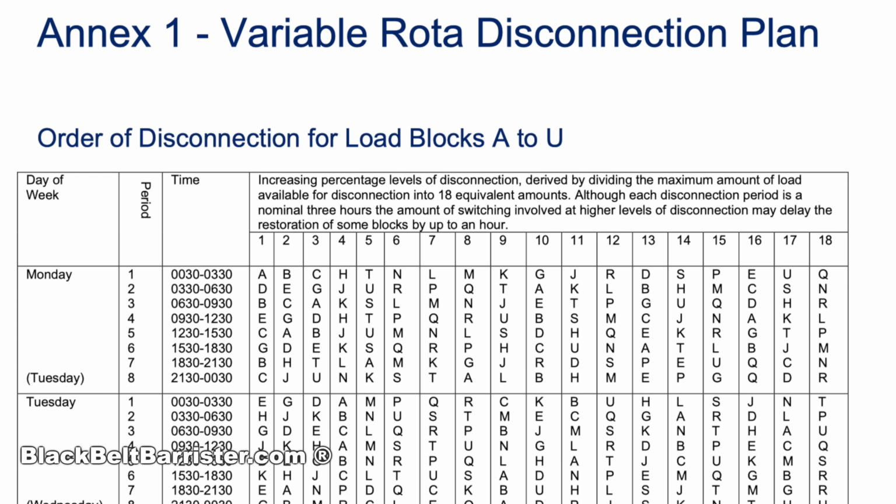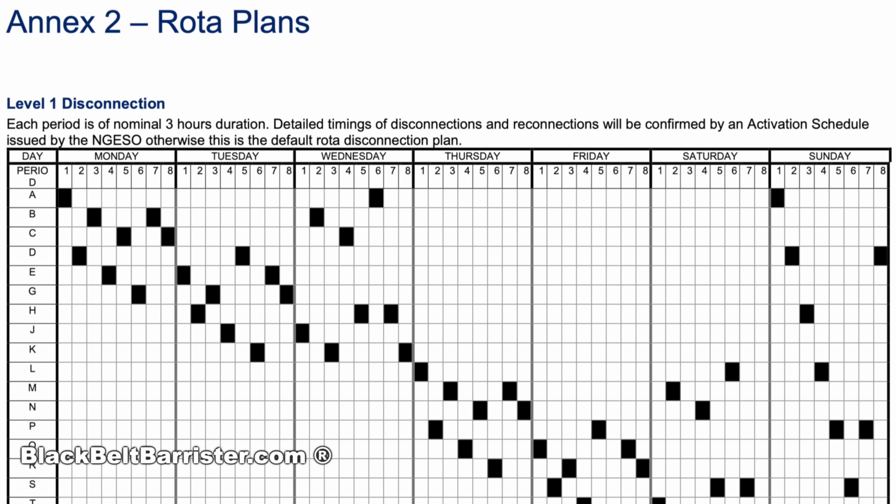Now if we move down to the level 1 disconnection under this plan, there are 18 levels of disconnection in total in an increasing level of severity. Hopefully we would begin at level 1. When we look at level 1, it's set out in a timetable Monday through Sunday, and each area A, B, C and so on has its designated switch off times on these periods of time. But next you ask, how can you find out which block area you are in?